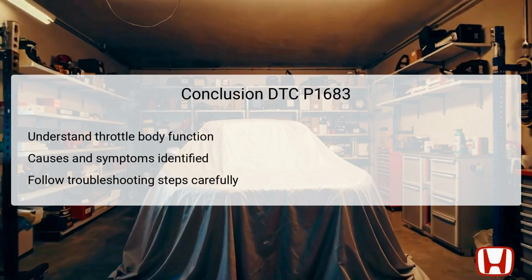In summary, understanding the DTC P1683 is crucial for effective troubleshooting of the throttle valve default position spring performance problems in Honda CRV models from 2011 to 2016. Recognizing the role of the throttle body in regulating airflow into the engine helps in diagnosing potential malfunctions accurately.